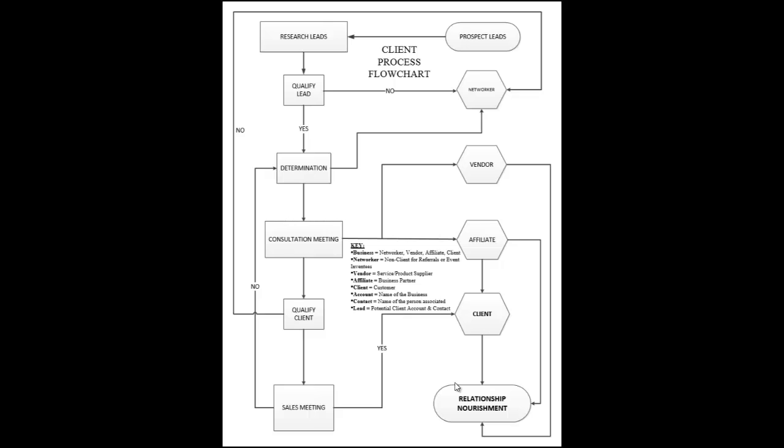Next, before we start the process, I want to go over the key and explain what all these different definitions mean that we'll be using. So we're going to start out with what a business actually is. A business can be a networker, a vendor, an affiliate, or a client. Basically, these four. A networker is a non-client for referrals or invitees. That means basically people that don't really want to work with us, but we'll say, acquaintances, and we could use them for referrals in the future, or maybe just invite them out to anything we do.